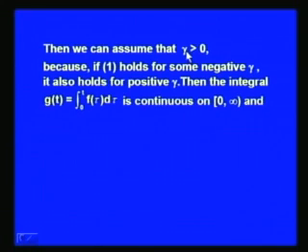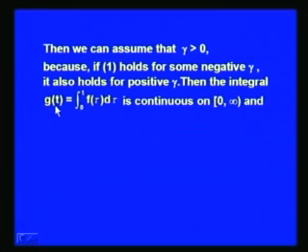Now, we can assume here that gamma is greater than 0, because if equation 1, that is |f(t)| is less than or equal to M times e^(gamma t), holds for some negative gamma, then clearly it also holds for a positive gamma, and hence gamma can be assumed to be positive.